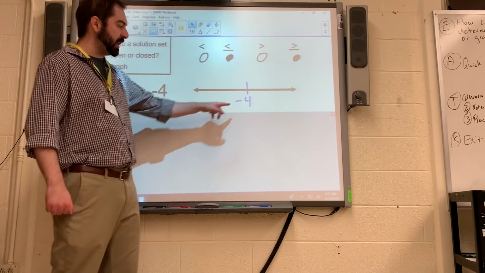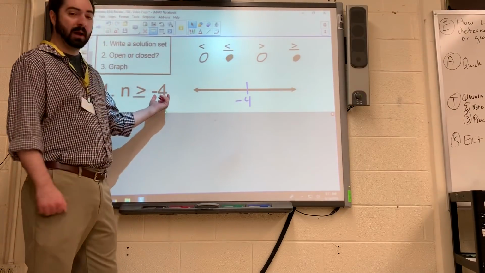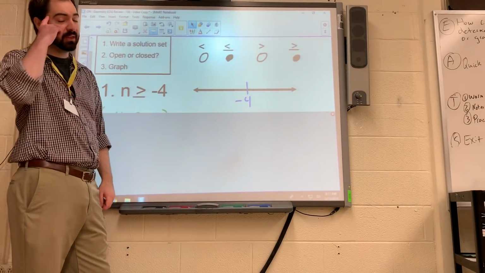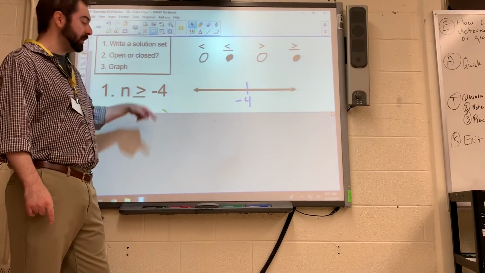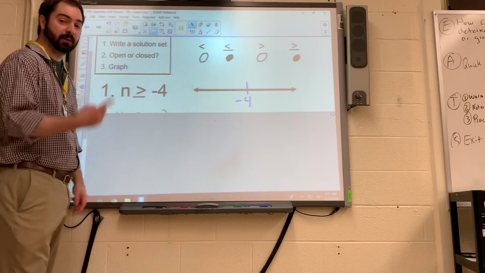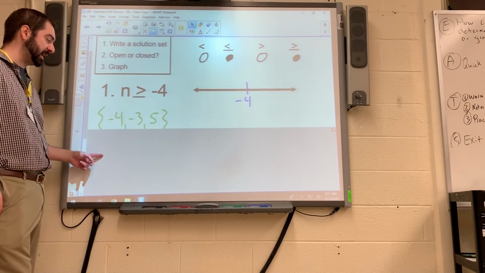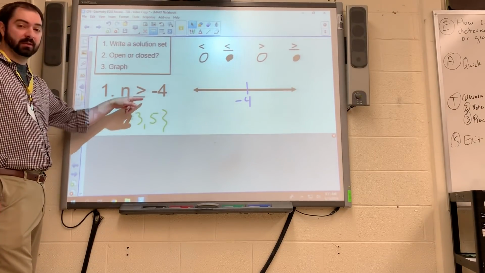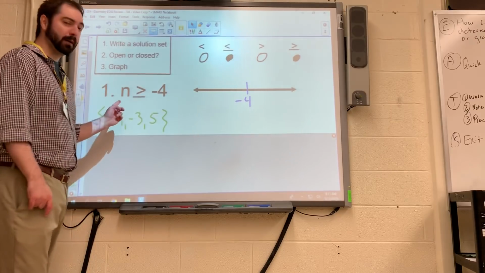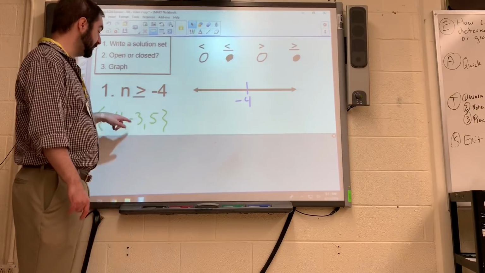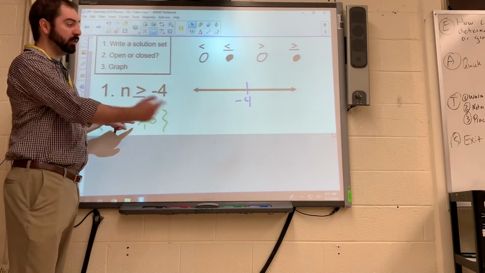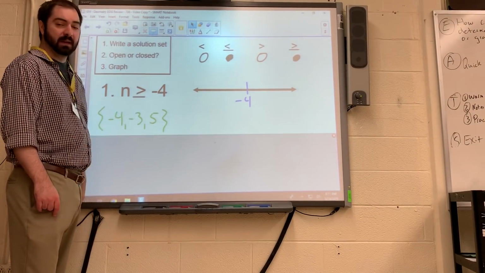So again, we know our graph's going to start at -4 because that's where the problem tells us. The first thing I would do is try to think, using a number line, what are 3 numbers that are greater than or equal to -4? Well, I always want to start with the first integer that makes that true, which is -4. -4 is greater than or equal to -4. Then any number to the right of -4 is also going to be greater. So -3 is the first integer to the right of -4, and then I jumped and I made 5.